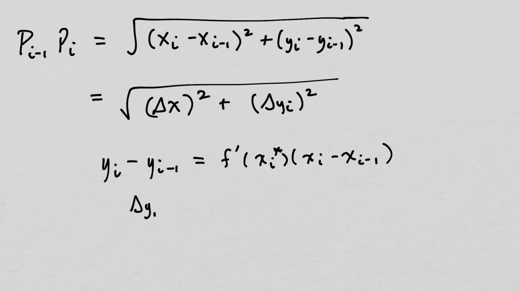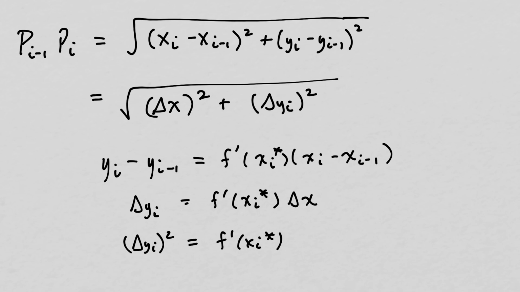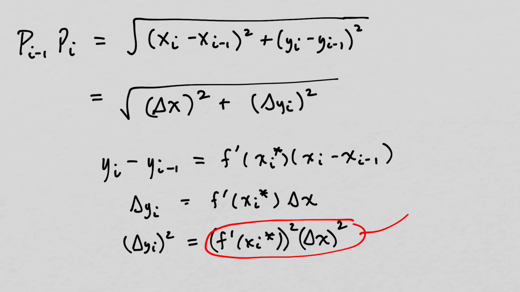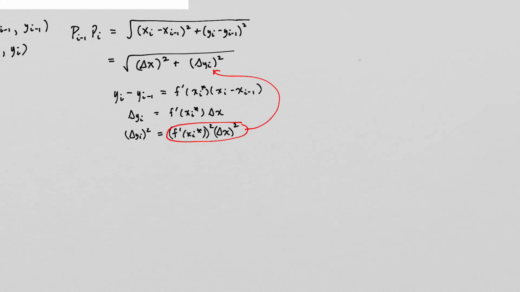This is delta y i, and on the other side we have f prime of x i star times delta x. So delta y i quantity squared is going to be f prime of x i star quantity squared times delta x quantity squared. And we can substitute this expression into here. Now when we do that, we're going to get the square root of delta x squared plus f prime of x i star quantity squared times delta x quantity squared.